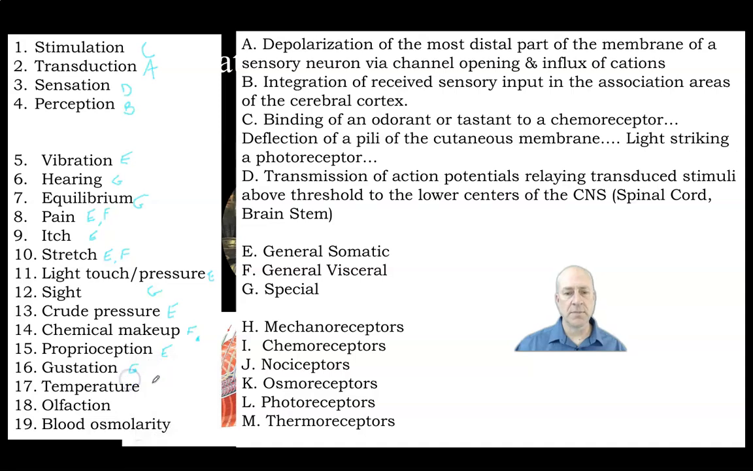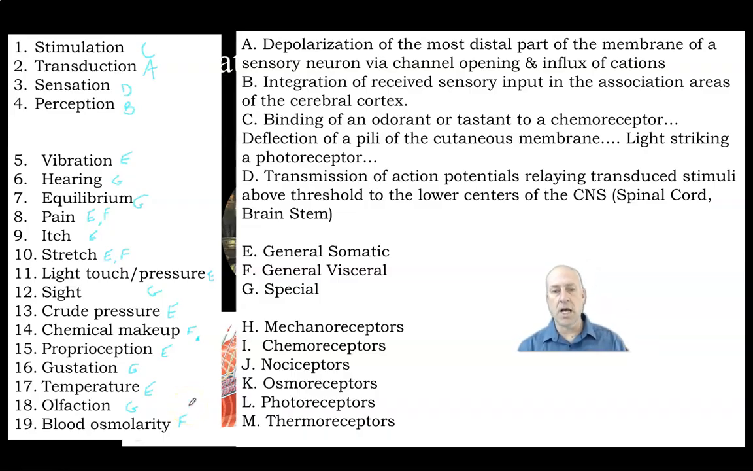Temperature is going to be a general somatic. Olfaction is a special sense. And blood osmolarity is a general visceral, right? Your blood flows through your body, but it's picked up within the viscera, within the carotid arches and things like that. It's generally considered to be general visceral because it's controlled by cranial nerves that are involved in the autonomic nervous system. Okay, good there.